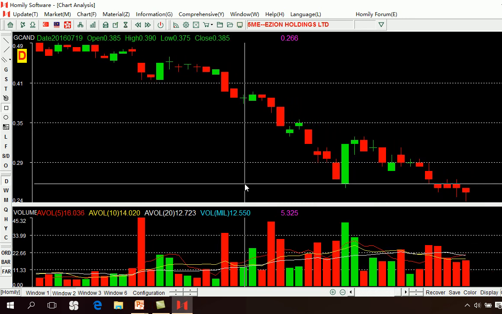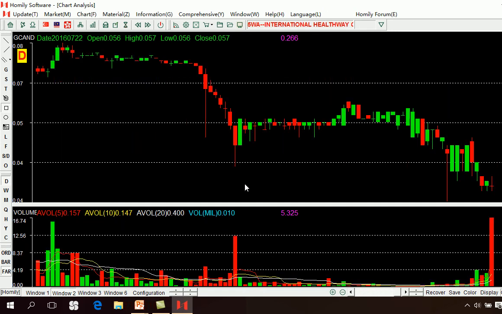Can we see the price? The candlestick falls below the previous low point. So can we buy or not? No, we cannot get in, okay? Then we can see the next one.